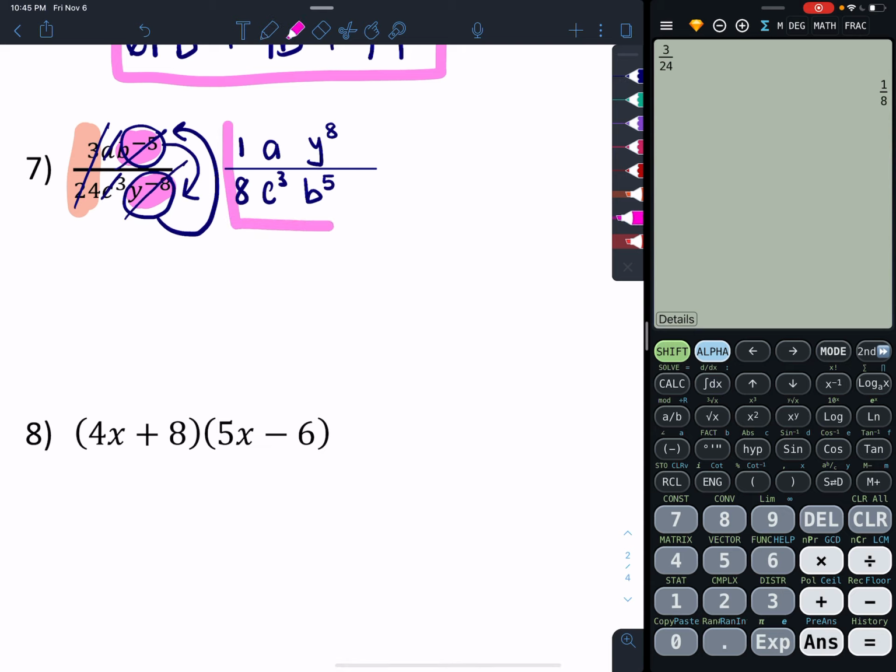So now this is your final answer. The only thing is that, if you wanted to, you don't have to put this 1. I think it's a little bit more clear with the 1, but it's up to you if you want to leave it there. So I'm going to leave it there. So you have 1a y to the 8 over 8 c to the 3 b to the 5.